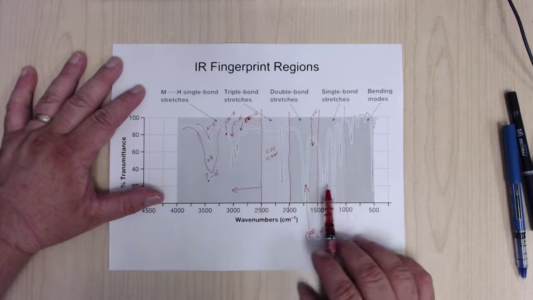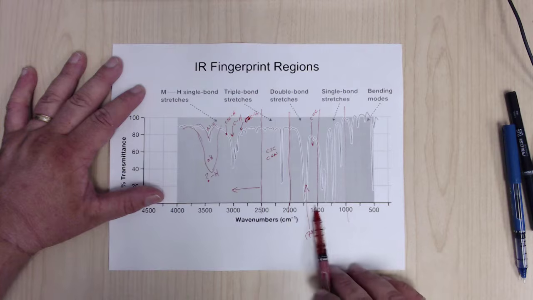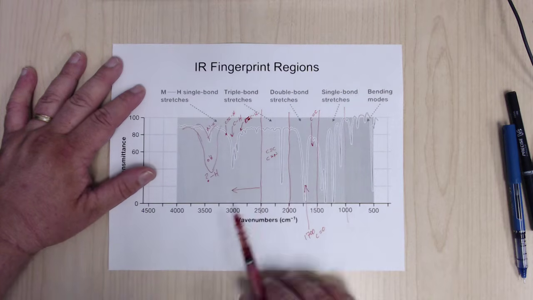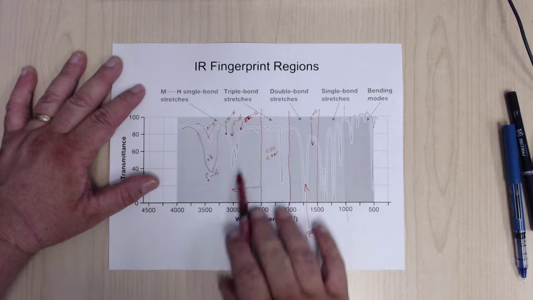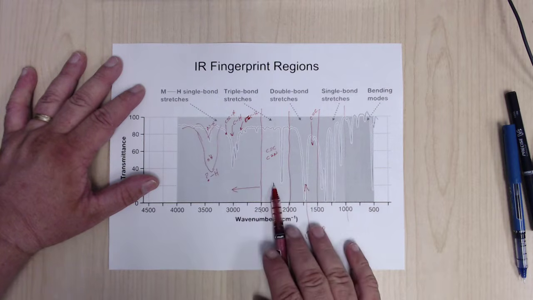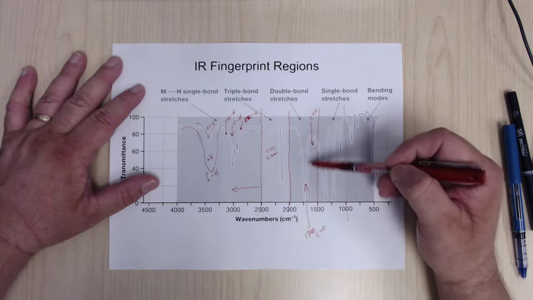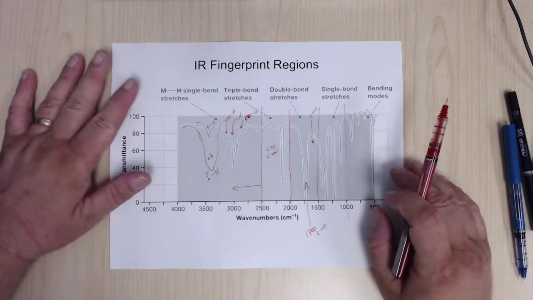I don't know how useful these are, but certainly above 1500 you can get a lot of information. If you remember where these are, if you remember this region where things bound to H, triple bond, double bond, particularly the 1700, you're going to be doing okay.